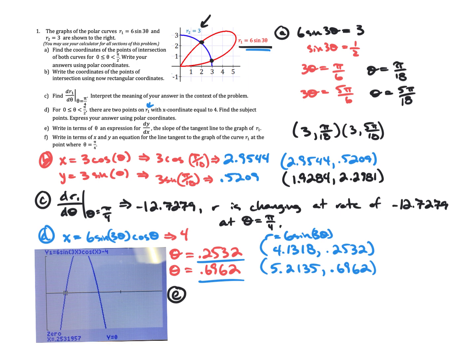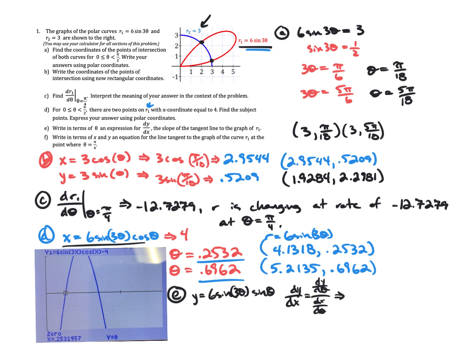Write in terms of θ an expression for dy/dx, the slope of the tangent line to the graph of R1. All right, cool. So we built x, so that's good. However, what do we still need to build? Y. And so what is y? 6 sine of 3θ times sine θ. All right, because what's dy/dx? We did this yesterday. dy/dx is really dy/dθ over dx/dθ.